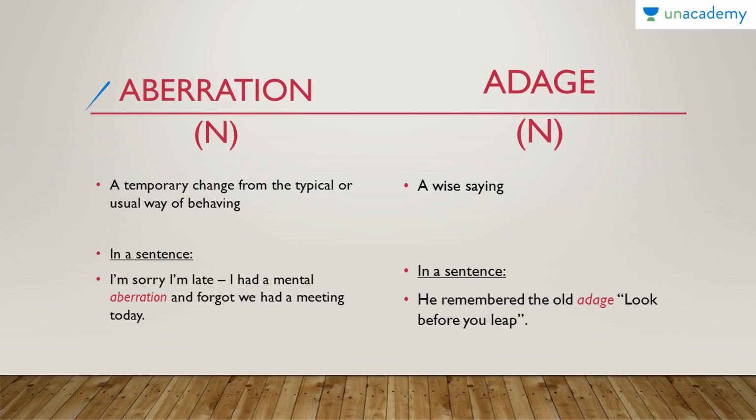Aberration. Aberration is a noun, a temporary change from the typical or usual way of behaving is its meaning. When we put it in a sentence, it will read, I'm sorry, I'm late. I had a mental aberration and forgot we had a meeting today.